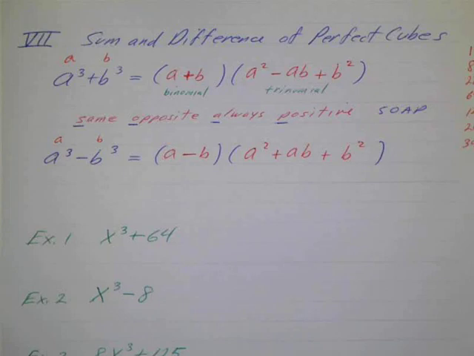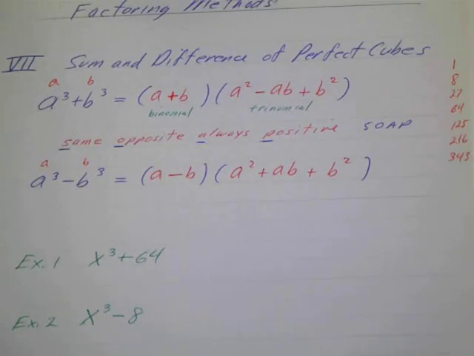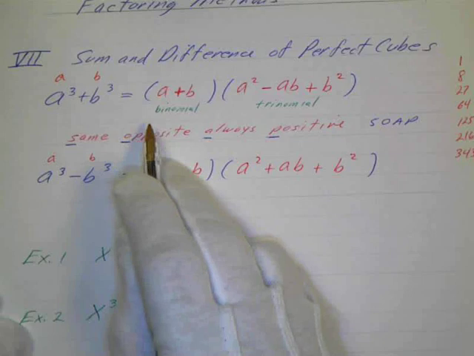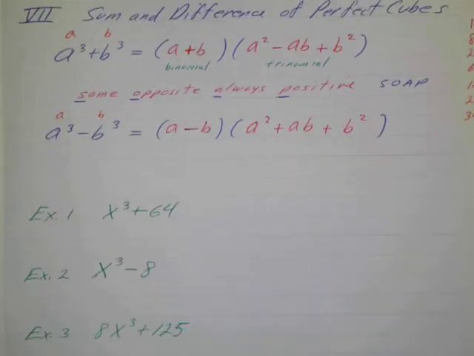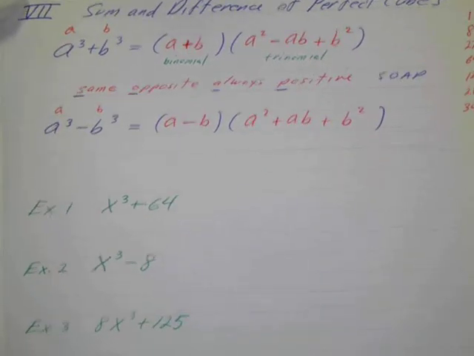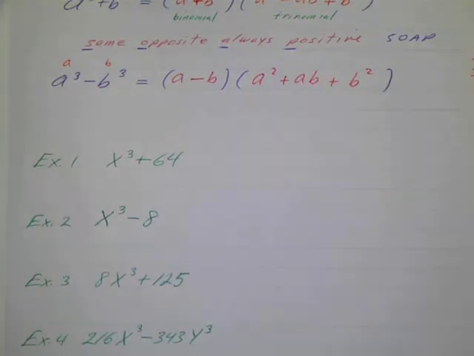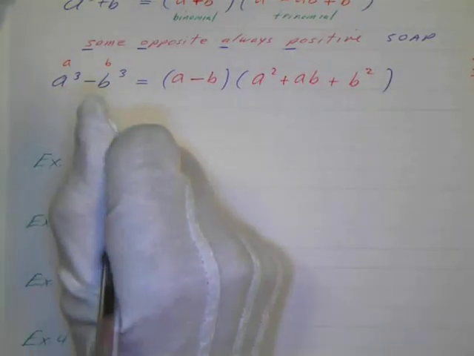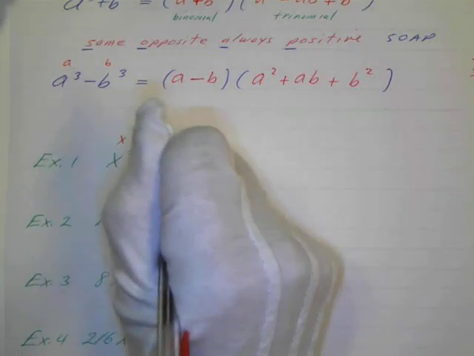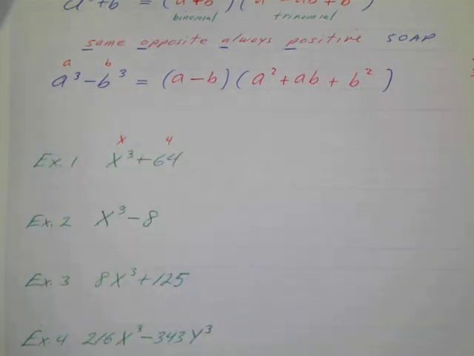Okay? So let's see some examples, and this is sum and difference of perfect cubes. It's really easy as long as you remember SOAP, and you remember that it's a product of a binomial and a trinomial. So you can watch how I do these. So let's take a look at the first one. So I look at example 1, and I know that the cube root of x cubed is x. So I'll write that up above. And the cube root of 64 is 4. 4 times 4 is 16 times 4 is 64.